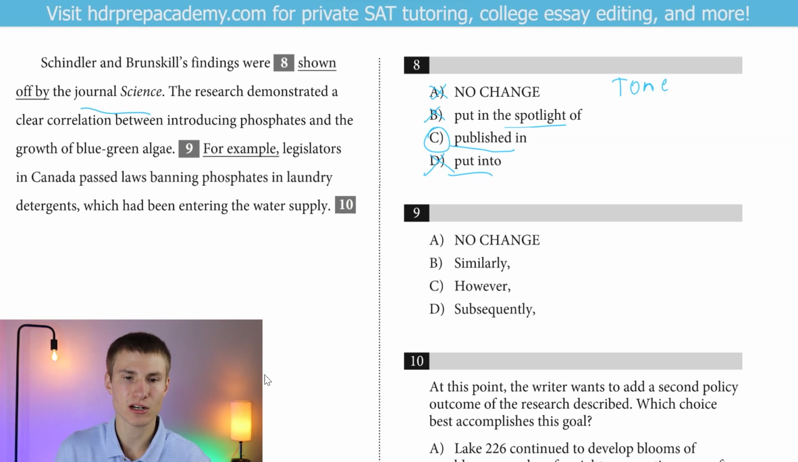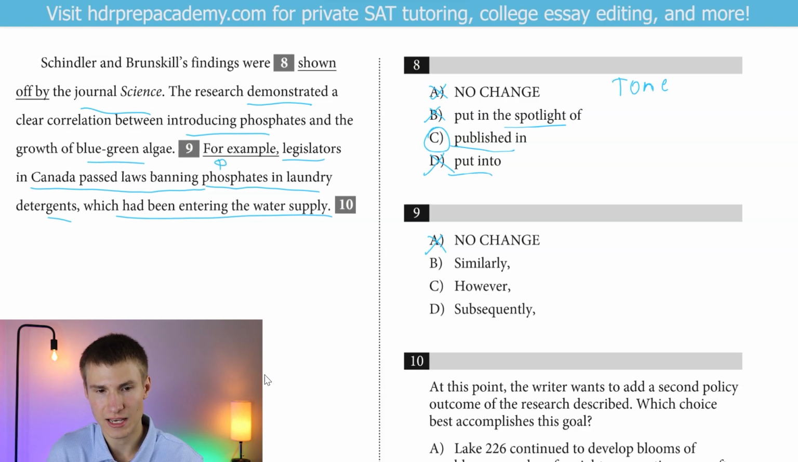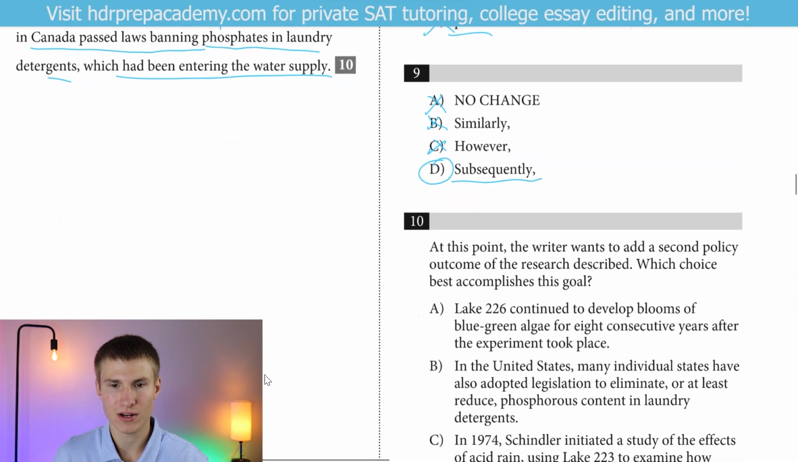All right, the research demonstrated a clear correlation between introducing phosphates and the growth of blue-green algae. Now we're making some sort of transition. Legislators in Canada passed laws banning phosphates in laundry detergents, which had been entering the water supply. All right, so in this case, we're not really providing an example, but instead we're describing sort of an outcome, right? We had this research showing a relationship between phosphates and the growth of algae. Now we have an outcome coming after that of Canada passing laws banning those phosphates, okay? Because it's coming after that, we would use subsequently to indicate that it happened after. All right, moving on to question number 10.